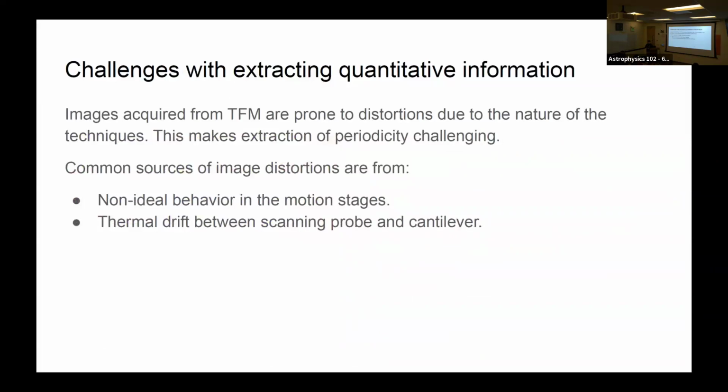Okay. Now I'd like to quickly shift gears to extracting quantitative information, like the wavelength and periodicity of these structures. In practice, this is a little bit tricky because of the nature of the technique. The images that we acquire are very distorted due to various mechanisms. The two common sources of distortion are non-ideal behavior in the motion stages, as well as thermal drift between the probe and the sample.